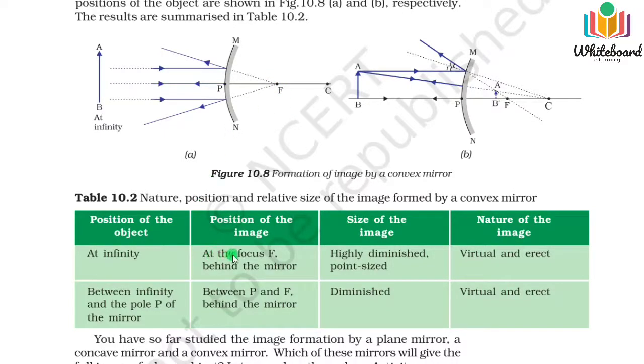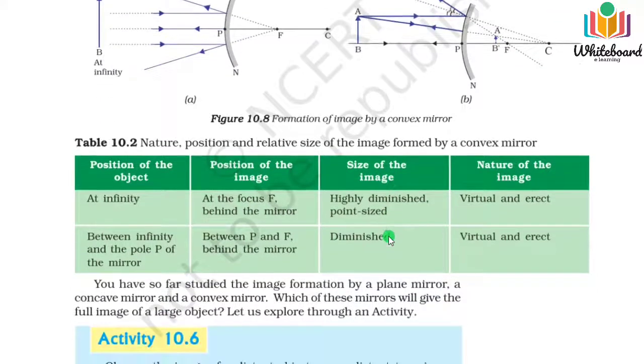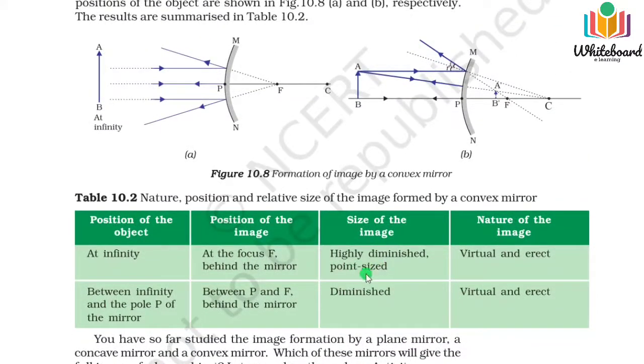So it is written here at the focus F behind the mirror, the image position; size of the image is written here: highly diminished, point sized. And of course you can see the dotted line we have drawn here, so it is virtual and erect. And for the remaining cases, if you place the object at infinity, the image will be formed at focus. But if you place the object between infinity and the pole P of the mirror, then between P and F behind the mirror, the image will be formed.